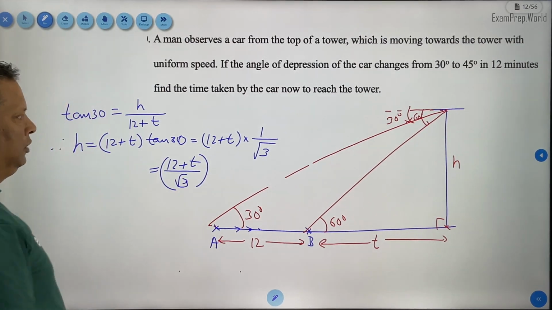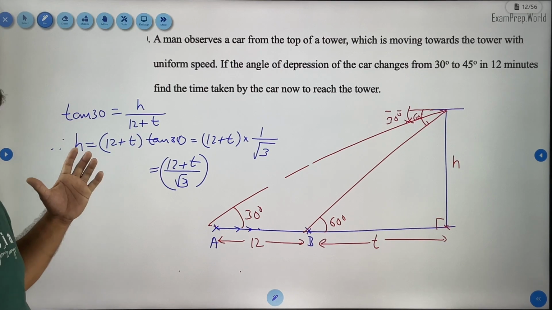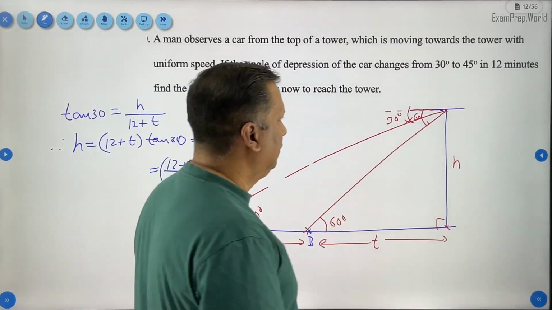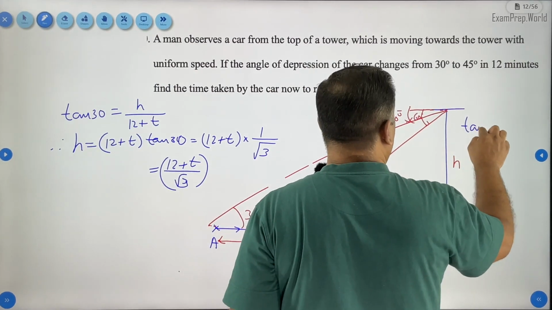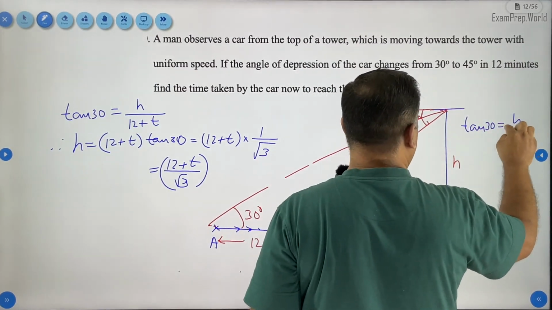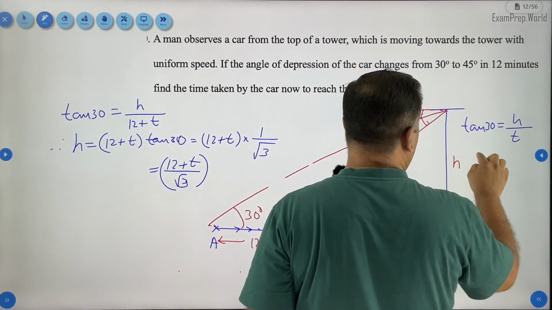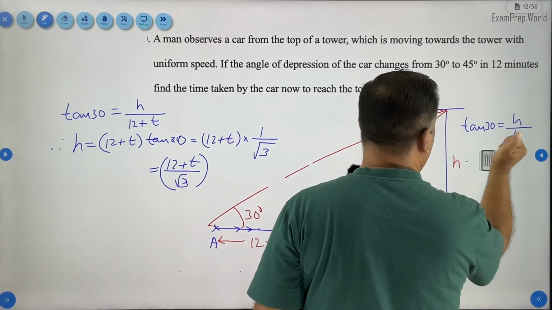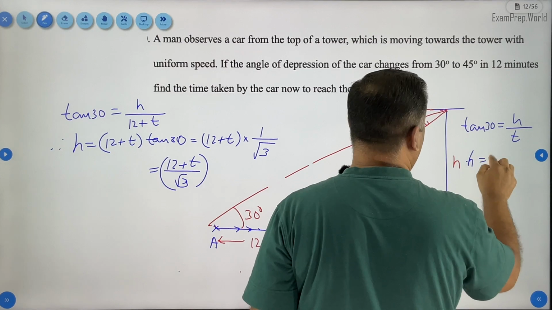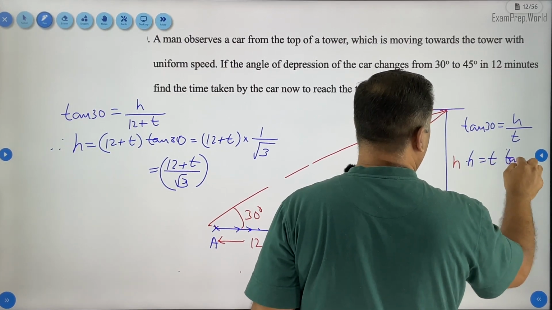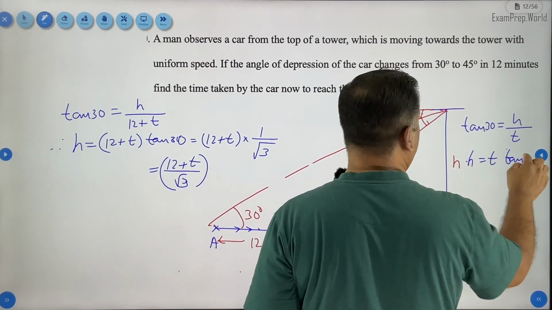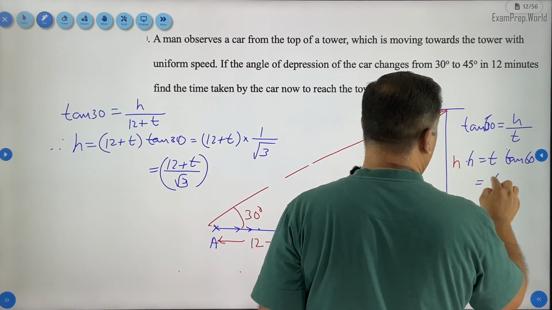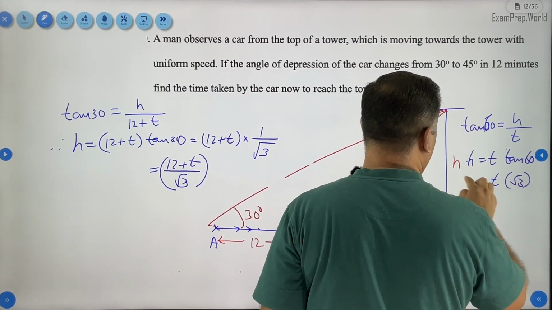Now h, we calculated the h value as this. Now let's go to the other triangle, the 60 degrees triangle, this triangle. Here tan 60 equals h upon t, therefore h equals t times tan 60. I wrote a mistake, it is tan 60. So it is t times root 3.